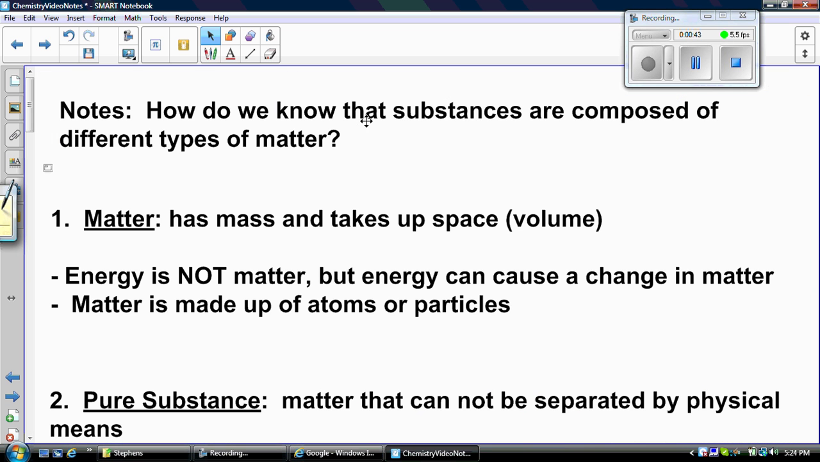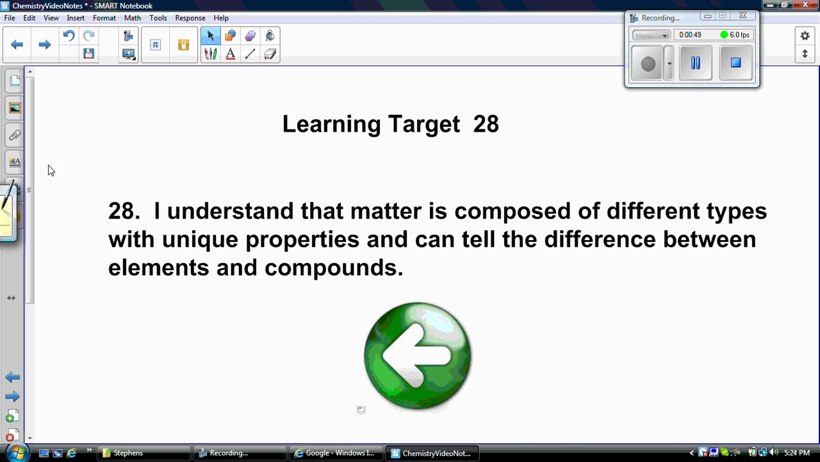Okay, so our essential question for the day is, how do we know that substances are composed of different types of matter? This goes with learning target 28. I understand that matter is composed of different types with unique properties, and I can tell the difference between elements and compounds.